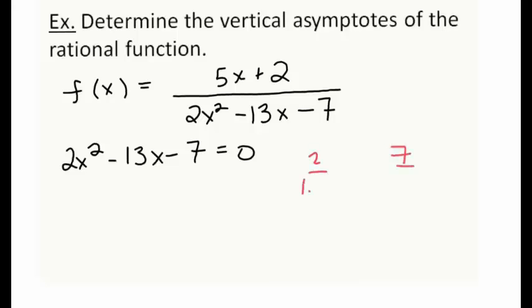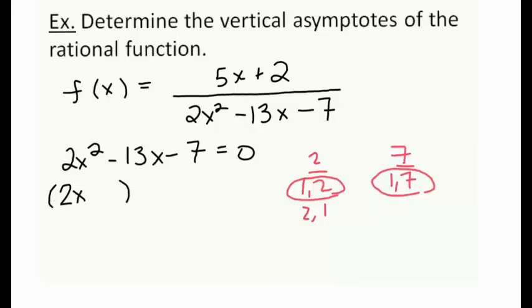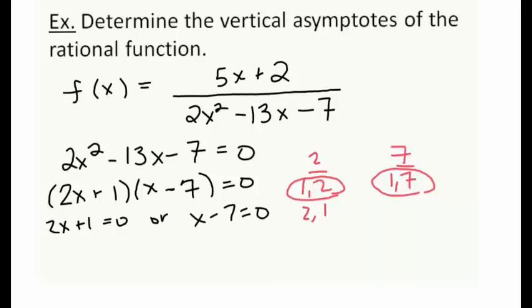So here's 2 and 7, nice prime numbers, so it shouldn't be too hard to figure out which ones make up 13. It looks like if we use the top two, 1 and 14, we can get a 13 out of that. So we can factor this into 2x and x. And we need our 2 to be multiplied by 7, and we need to have a negative 14 plus 1. So this tells us either 2x plus 1 is equal to 0, or x minus 7 is equal to 0.